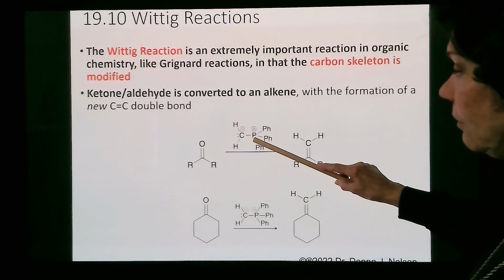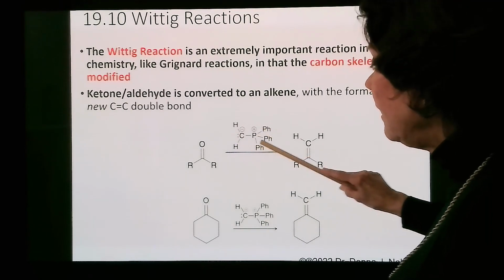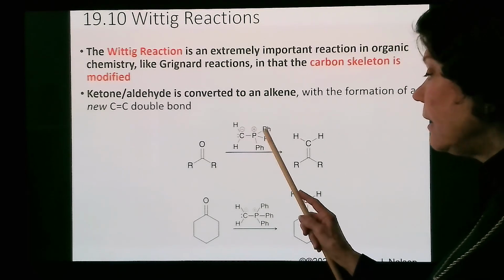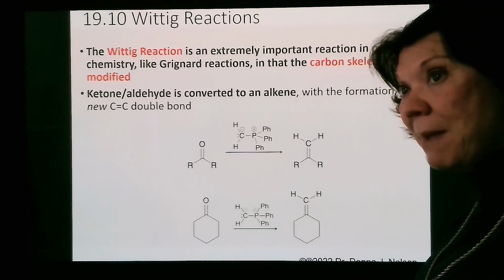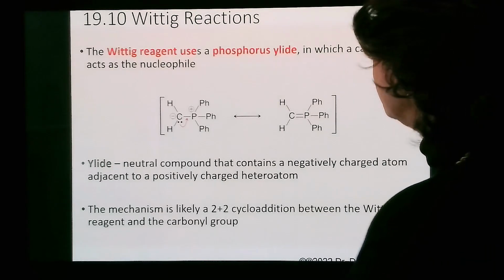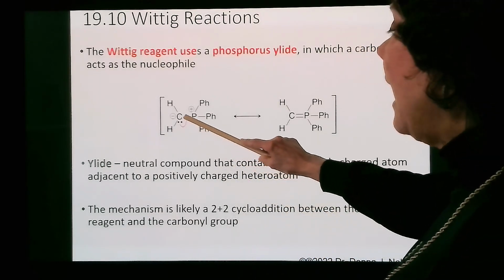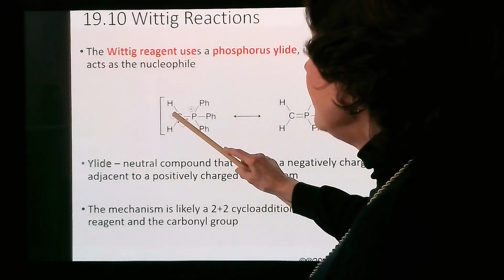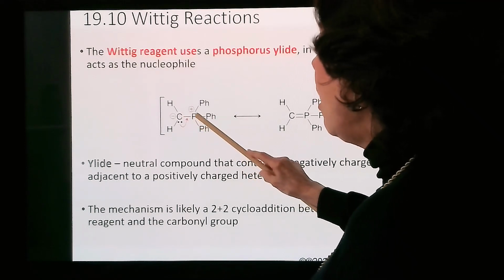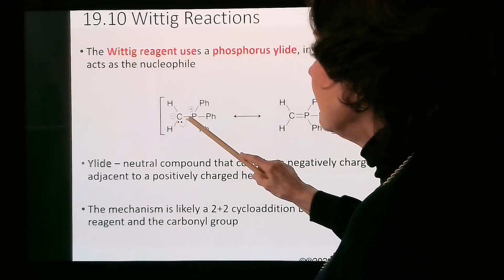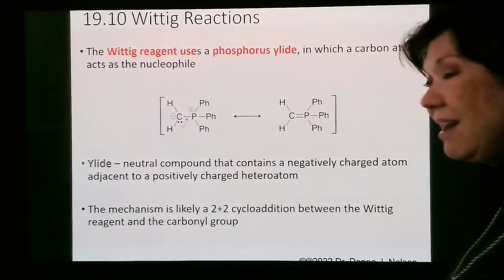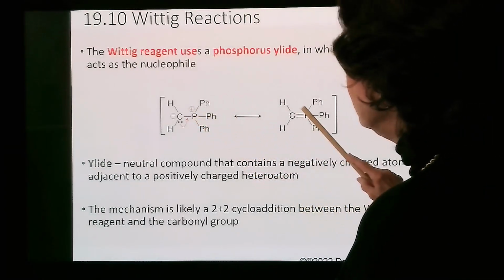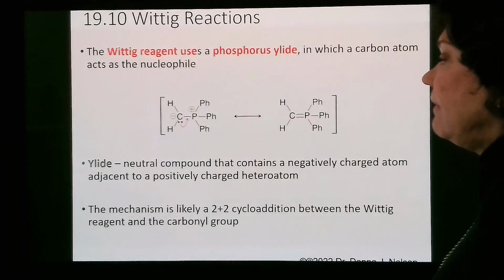Now, you will not always be given the Wittig reagent. You might have to synthesize it, and so you will have to learn how the Wittig reagent is made. So here, the Wittig reagent is an ylide. An ylide simply has a negative charge and a positive charge on adjacent atoms, and that means atoms that are actually bonded together. And so you actually have resonance stabilization in the Wittig reagent.